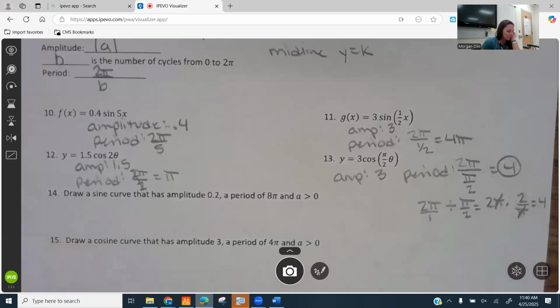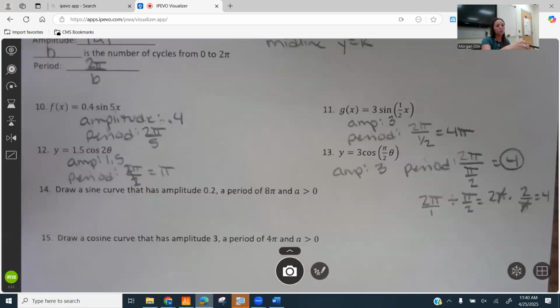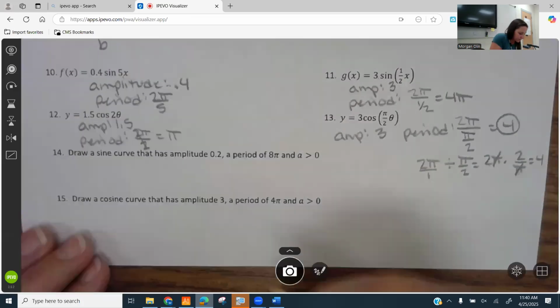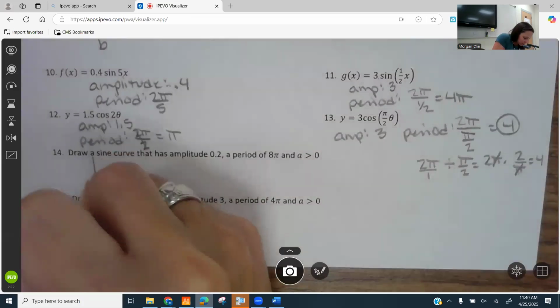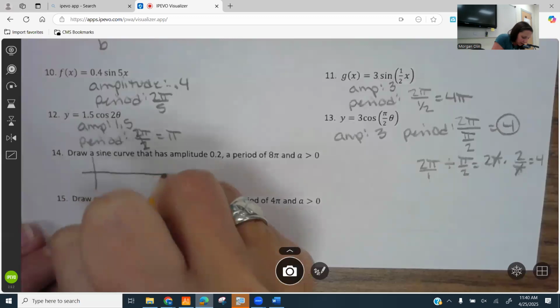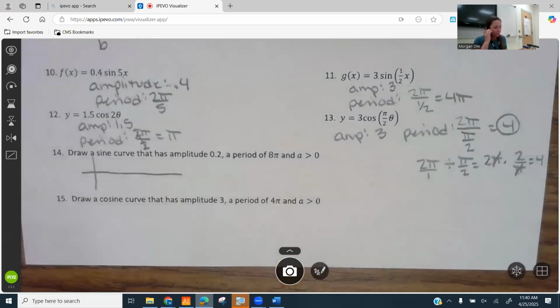Now, number 14 and 15, we're going to draw this right here. Draw a sine curve. So watch how I draw this out. I'm going to draw that right there. It doesn't say anything about midline on here, so I'm just going to assume my midline is y equals 0. It's got a period of 8.